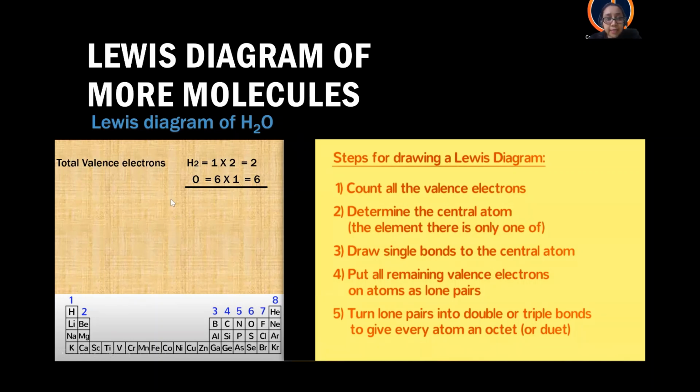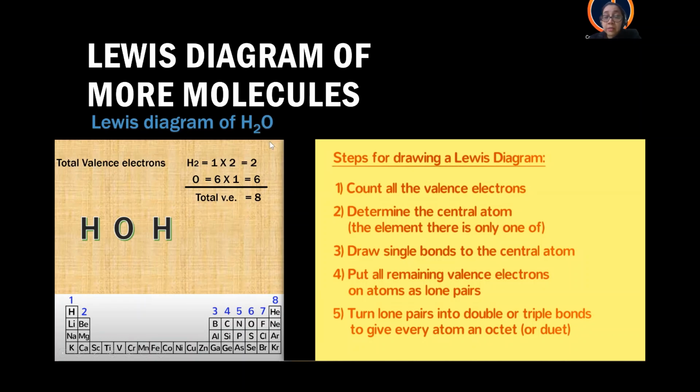Now let's take this example. So we have already calculated the total valence electrons for water as 8. And the second step here is the central atom, right? So we have to understand which one is the central atom. As I told, oxygen is the central atom in this case.